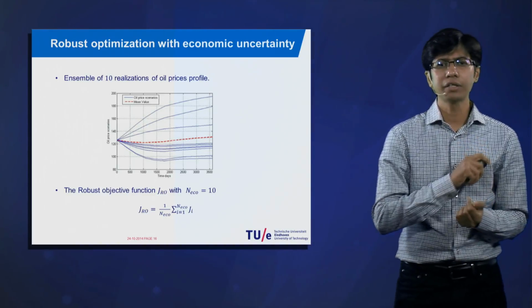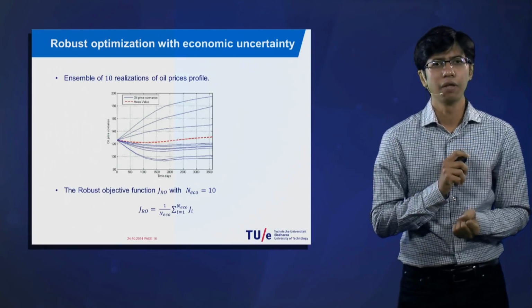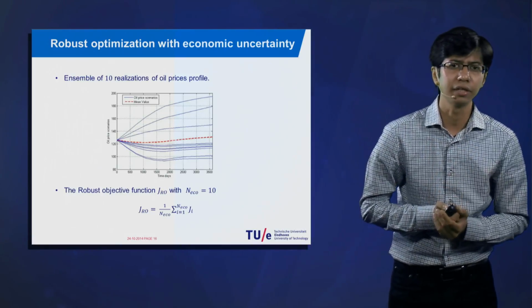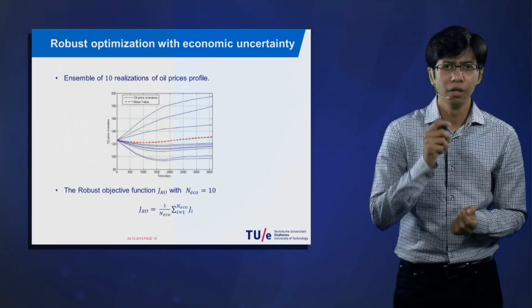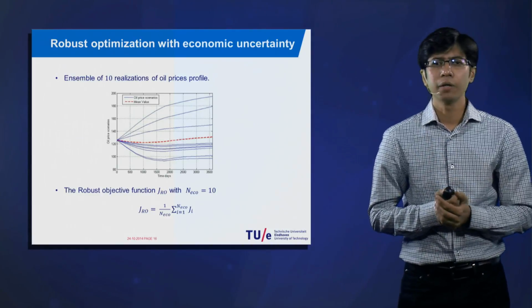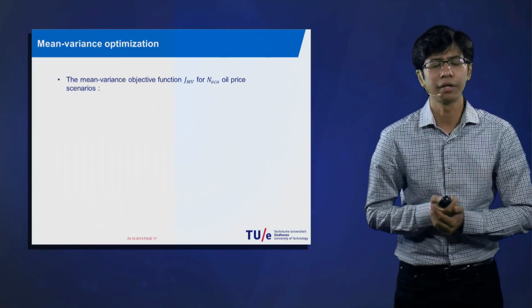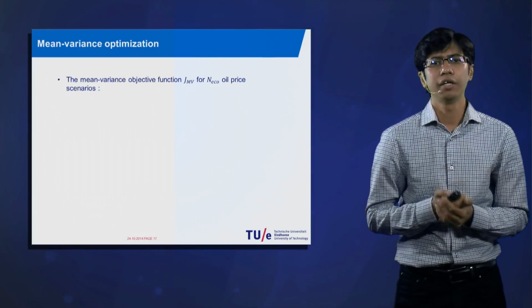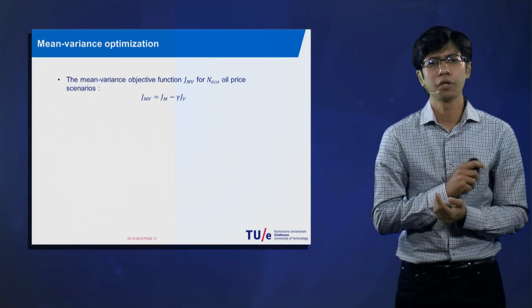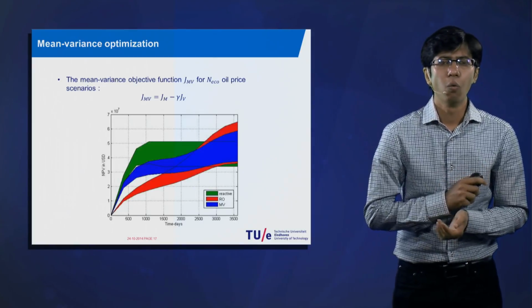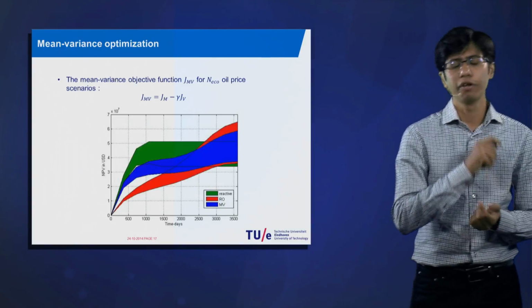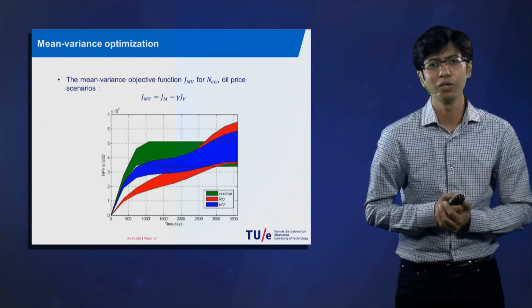So, and then we consider the same averaging approach that we have dealt with for the geological uncertainty, considering the 10 ensemble shown in this figure of changing oil prices. And then we also implemented the mean variance approach with this case. And that's the objective function of that.